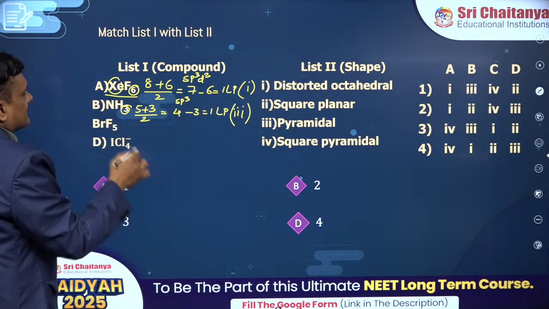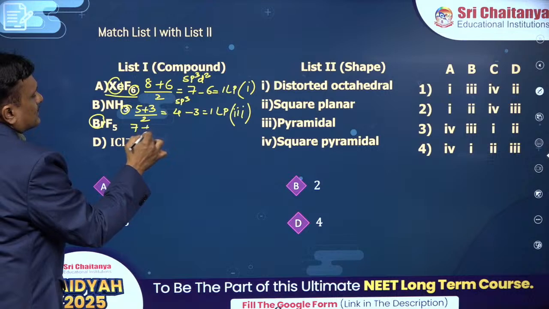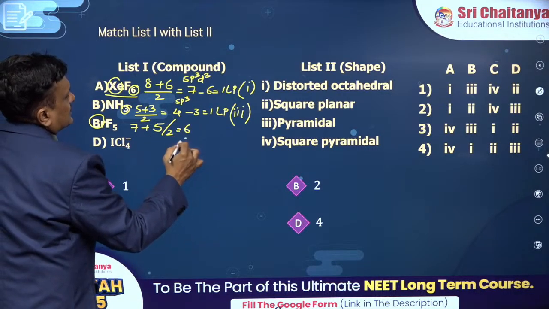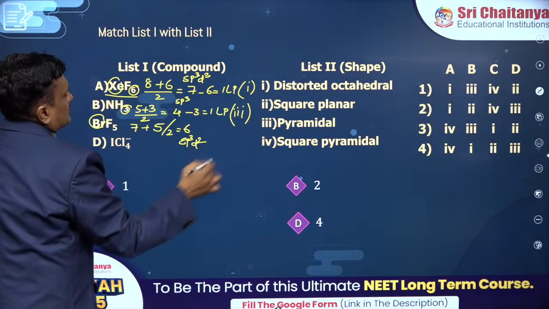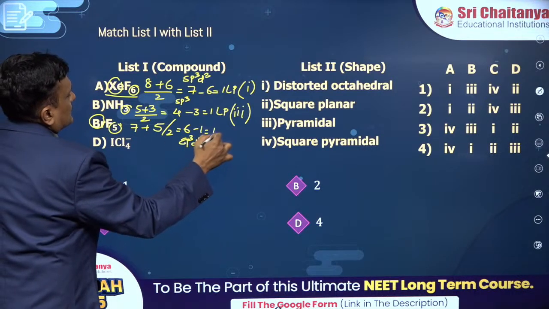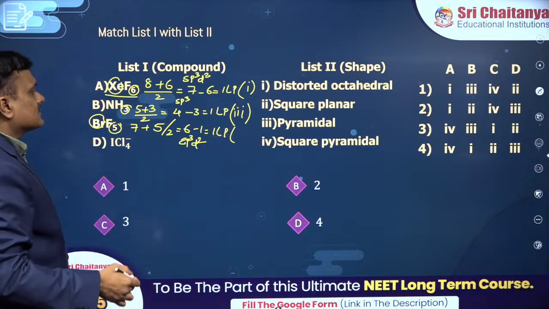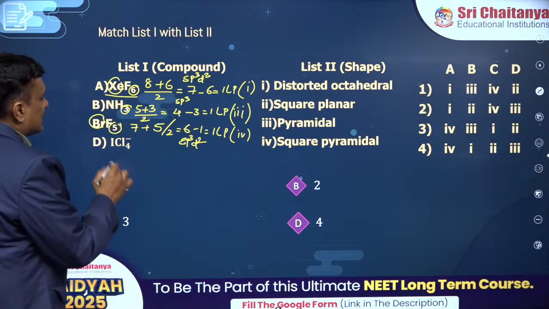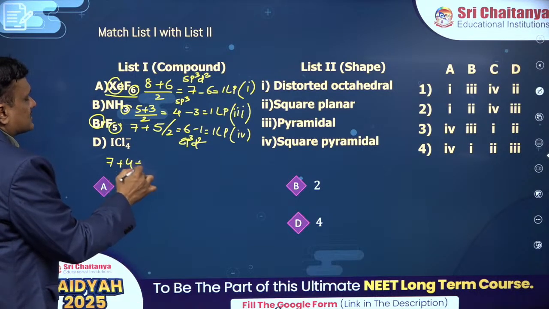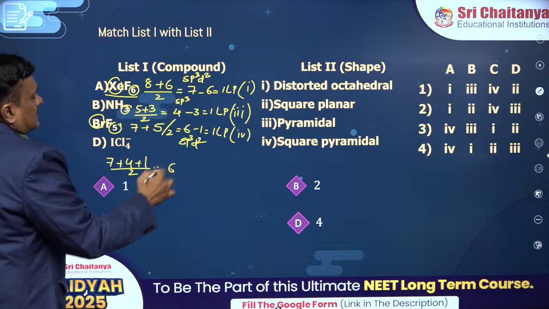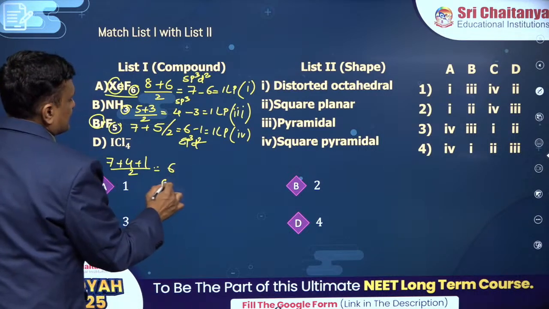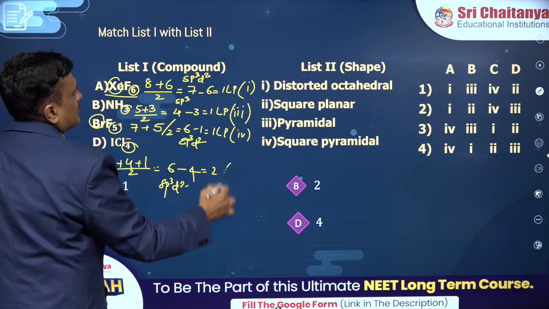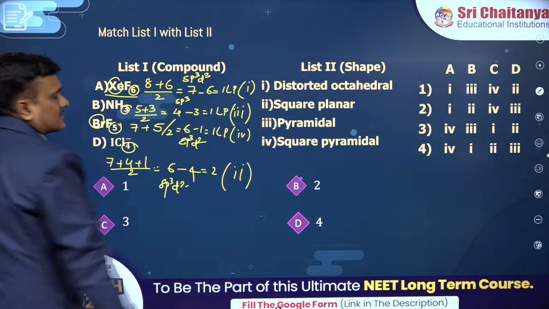Alright, BrF5: valence electrons of halogen plus 5 halogens attached by 2, 6 means hybridization is sp3d2, minus atoms attached is 5, that is 1 lone pair, so geometry is square pyramidal. Alright, and ICl4 minus: valence electrons plus halogens attached plus charge by 2, 6, sp3d2 is the hybridization, minus atoms attached are 4, 2 lone pairs, so geometry is square planar. That's it. This is the matching.